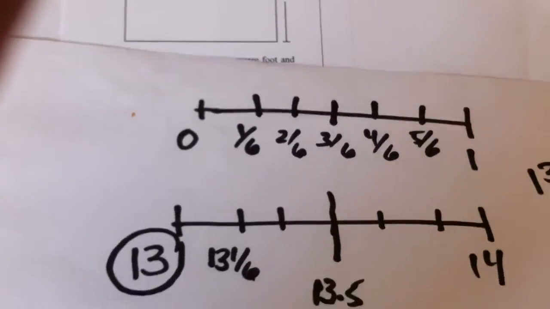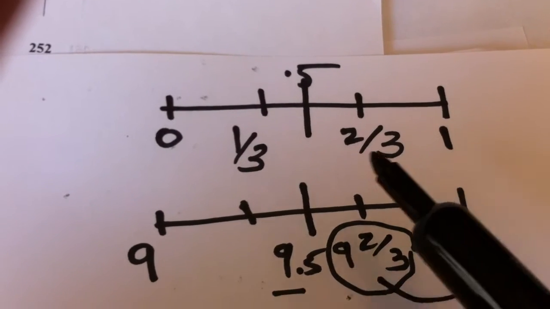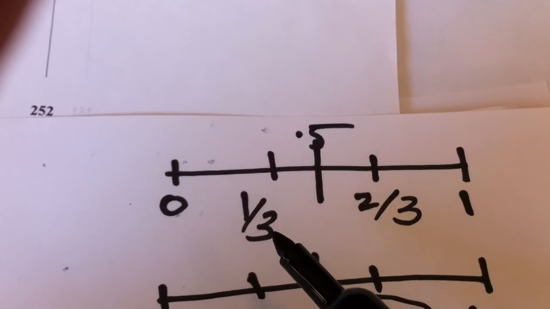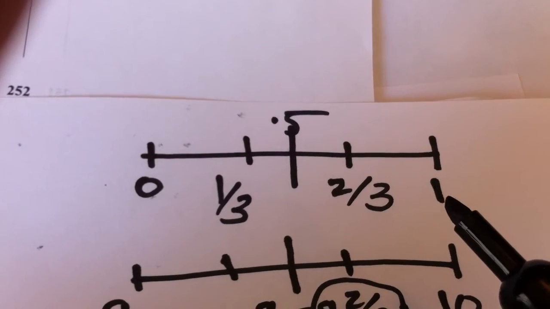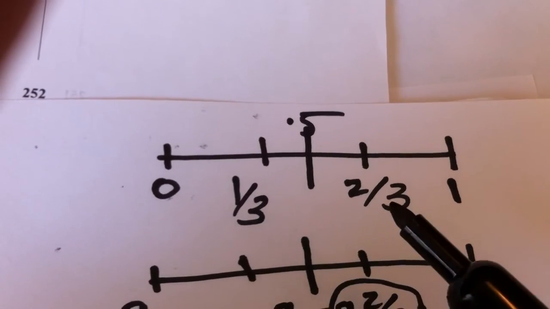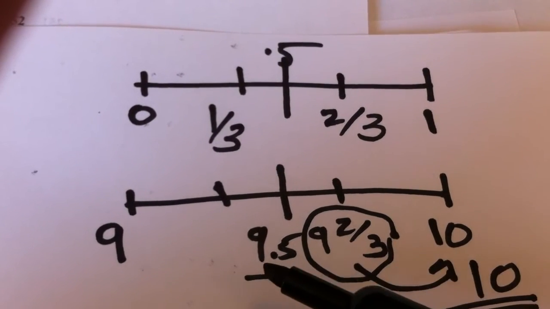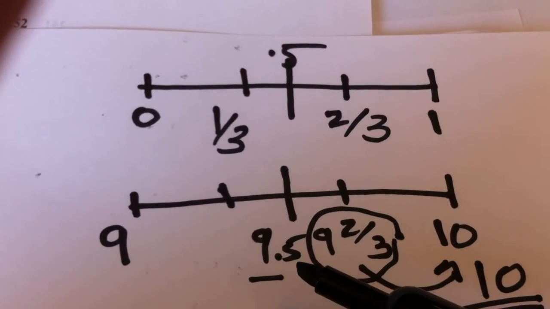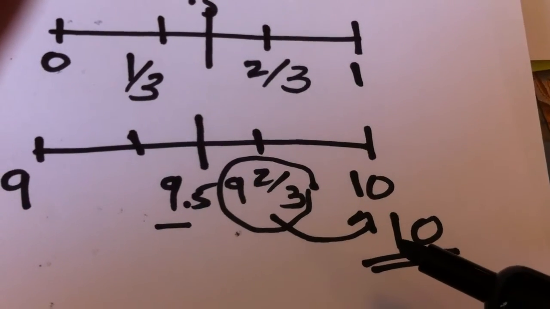Now the second number we have is 9 2/3. Alright, so we have the same thing, a number line that goes from 0 to 1 and we divide it into 3 equal pieces. This is a third, this is 2/3, and this is 3/3 or 1. The midpoint falls right here between the 1/3 and 2/3. Now our number is 9 2/3. So it's larger than the midpoint of 9 1/2. So we're going to estimate it and round it up to the number 10, right?